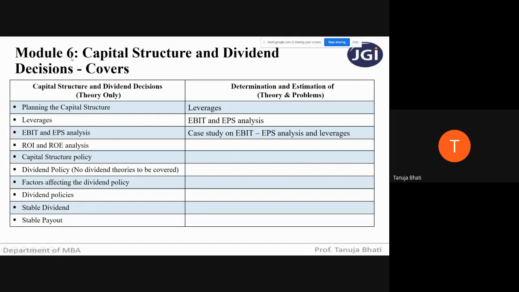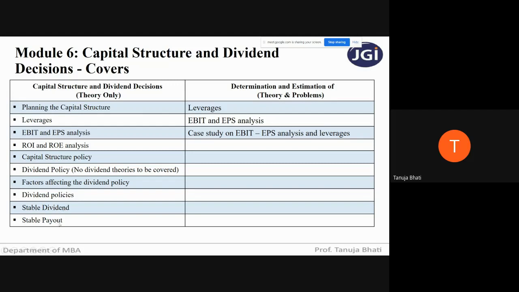Now, module number 6 is nothing but capital structure and dividend decisions. As per your syllabus, it covers, you can see on the left hand side, capital structure and dividend decisions. The left hand side is complete theory. On the right hand side is a combination of theory as well as problems. So theory, what we have to cover is planning the capital structure, leverages, EBIT and EPS analysis, ROI and ROE analysis, capital structure policy, dividend policy, that is the dividend theories to be covered, factors affecting the dividend policies, stable dividend, stable payout.